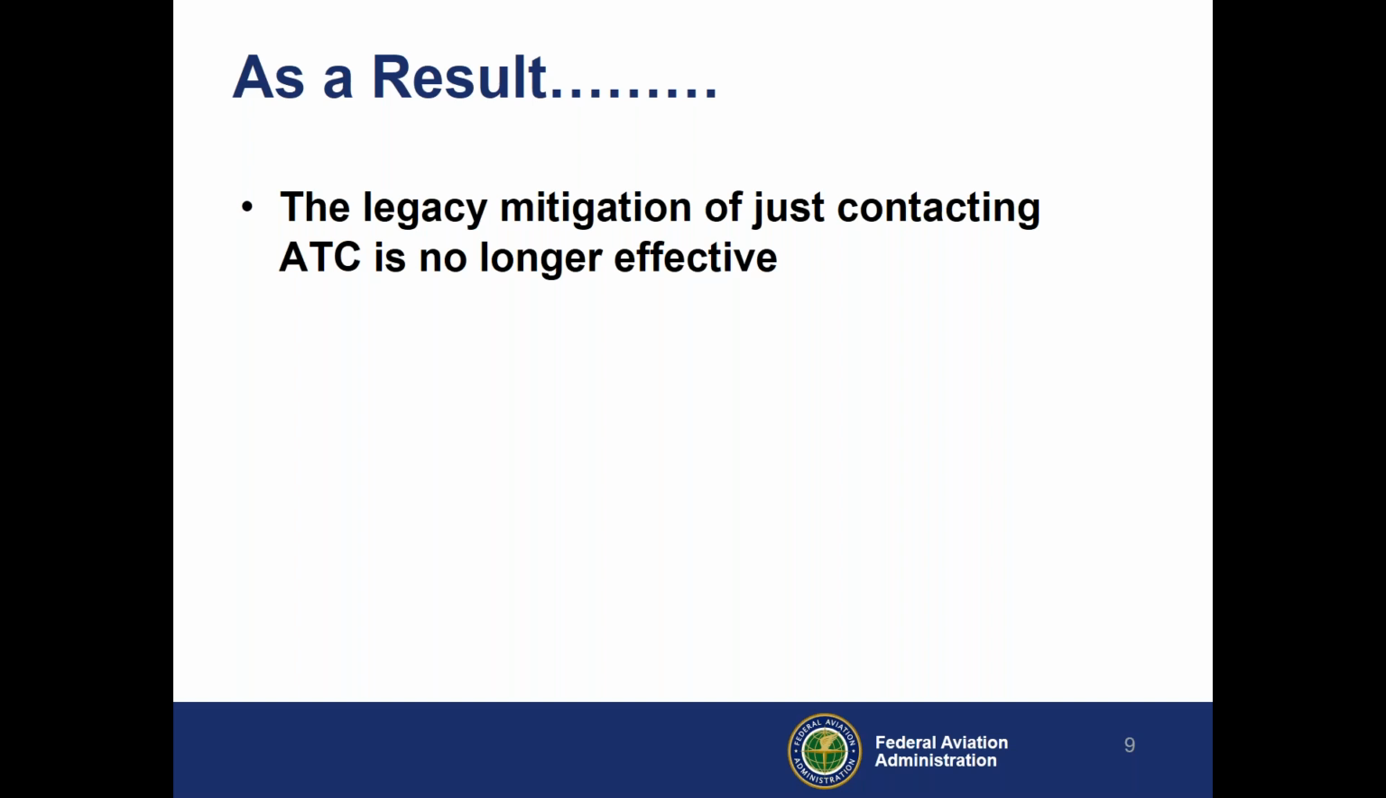Sure, thank you very much. You brought it out very clearly. The legacy mitigation of contacting ATC is no longer effective, and as Charlie illustrated, if you contact ATC, the folks in the tower or ATC will know about it, but that provides very little benefit to the surrounding aircraft that may have ADSB in or be TCAS equipped.